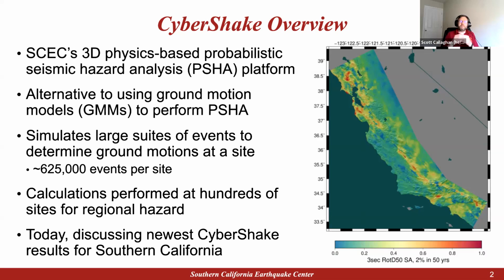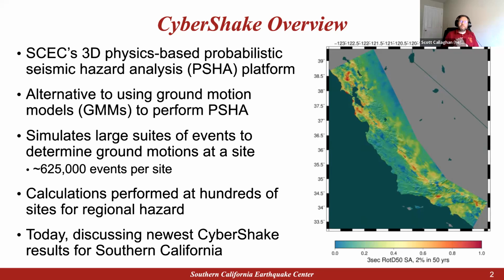What we do usually is we go out 200 kilometers from our site of interest, and we select all the events where at least some part of the rupture surface is within 200 kilometers and are magnitude 6.5 or greater. Typically speaking, for a single location, we're looking at over 600,000 different events that we then simulate in CyberShake and obtain ground motions for. That's for a single location, for downtown Los Angeles, for instance.